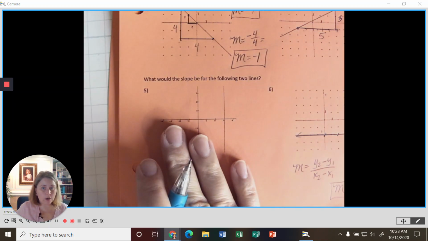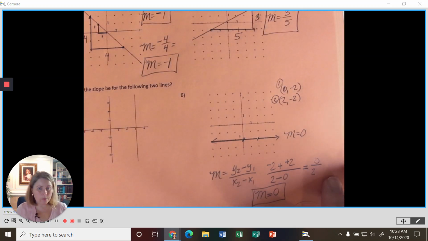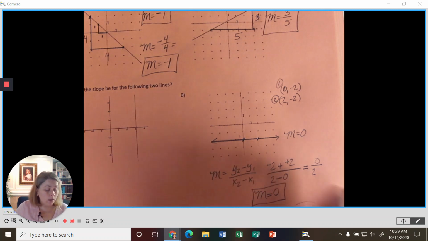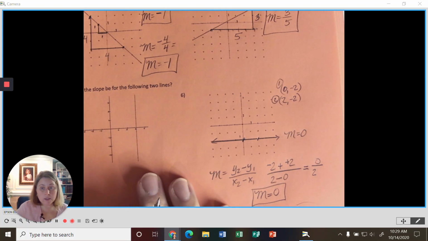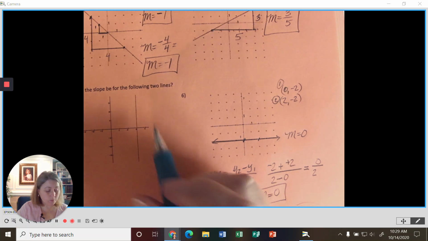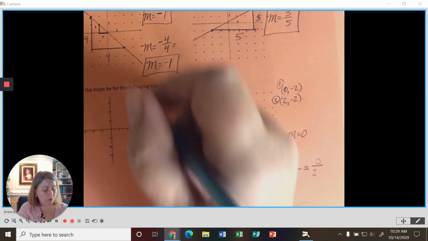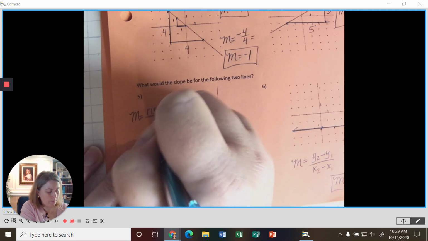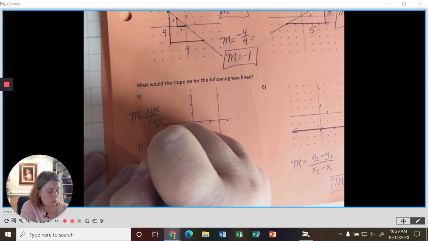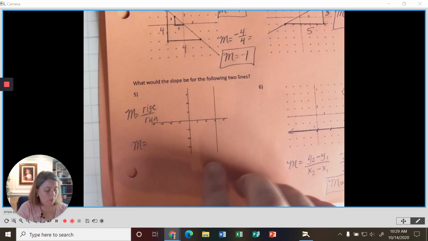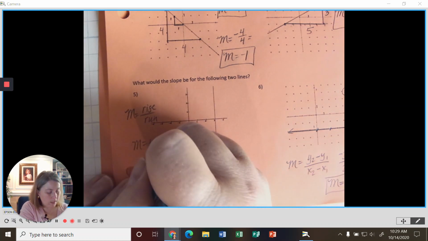Over here, however, we're going to end up with the reciprocal type of relationship. We'll end up with a number divided by 0. Mathematically, we know we can't divide by 0. That's undefined. And so the slope of our line is going to be undefined. There is no run. Remember, slope is rise over run. If the run is 0, I can't divide by 0.